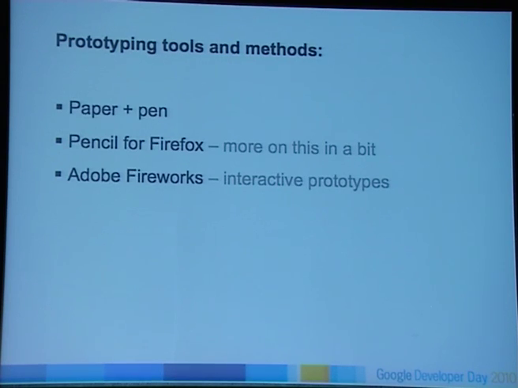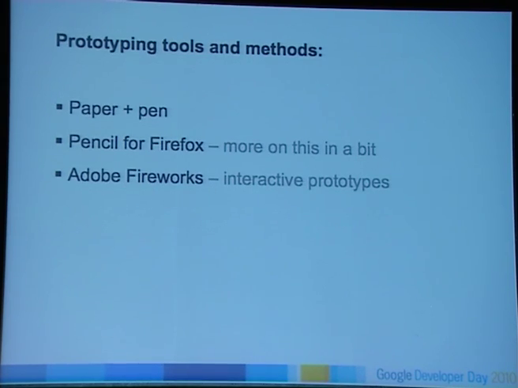So let's talk about prototyping tools. I'll briefly mention paper and pencil, that's obvious. But there's also another great tool that's open source and free called Pencil for Firefox. This is at the stage where before you've written any code, before you've created any assets, you want to start thinking about, I have a navigation pattern in mind, I have an information model, what do my screens look like, or what does my app look like? So Pencil for Firefox is great.